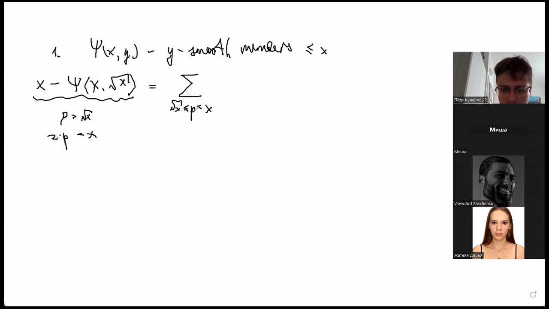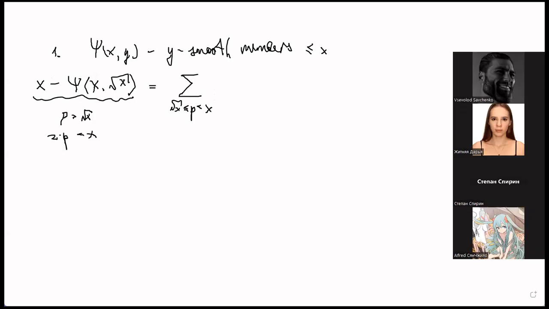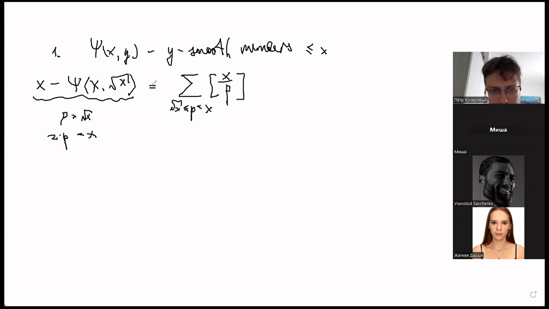Square root of x. No. x divided by p. Probably. Yes, x divided by p, integer part. Yeah. Okay, so we have such a nice expression. Who does not understand this equality?